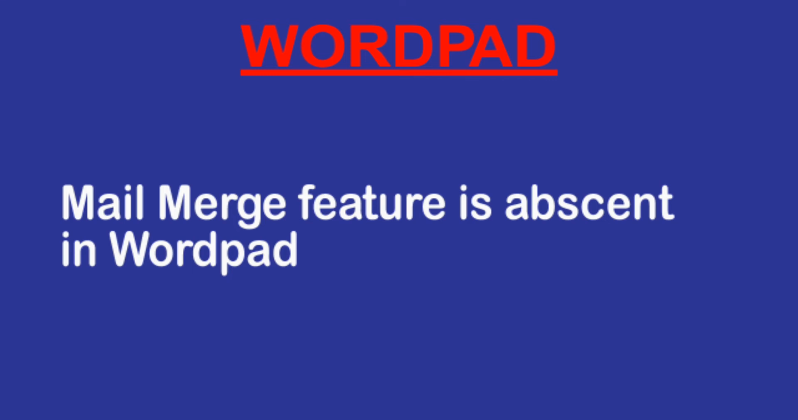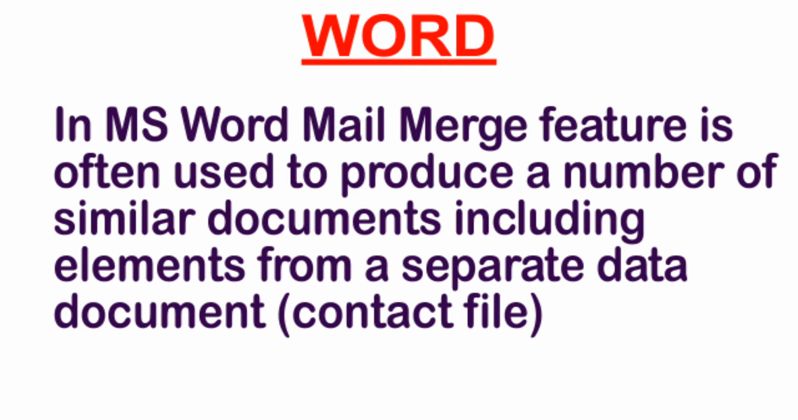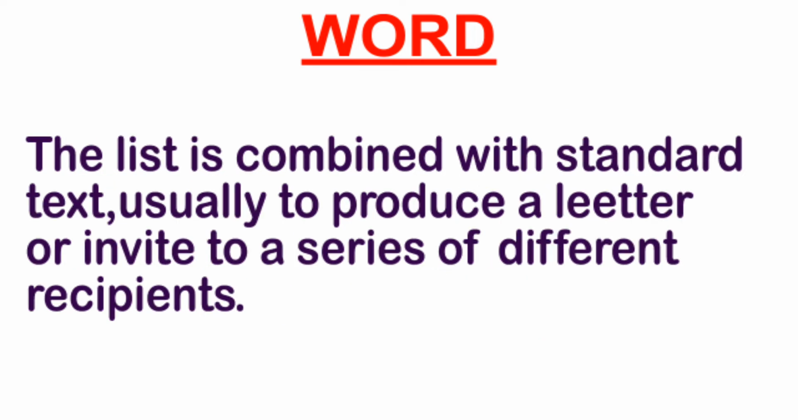Difference number 8. Wordpad. Mail merge feature is absent in Wordpad. MS Word. In MS Word, mail merge feature is often used to produce a number of similar documents, including elements from a separate data document, like Outlook contact file. The list is combined with standard text, usually to produce a letter or invite to a series of different recipients.